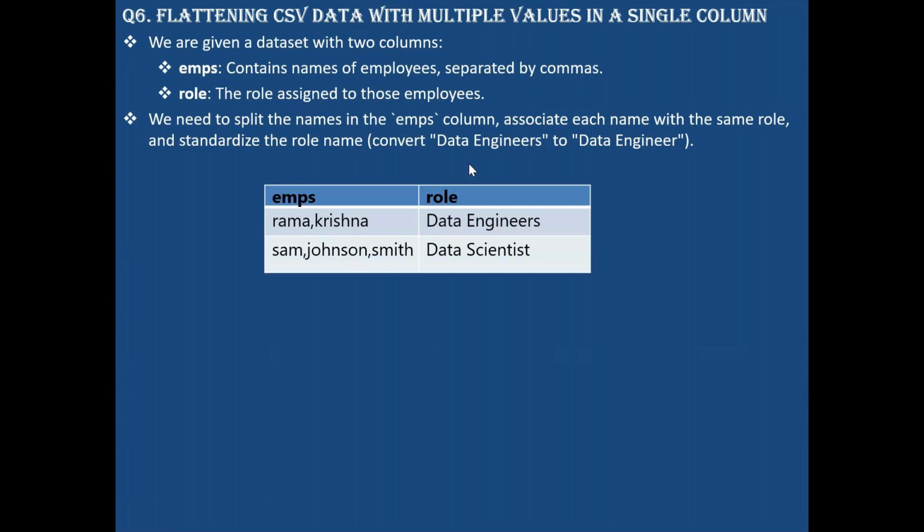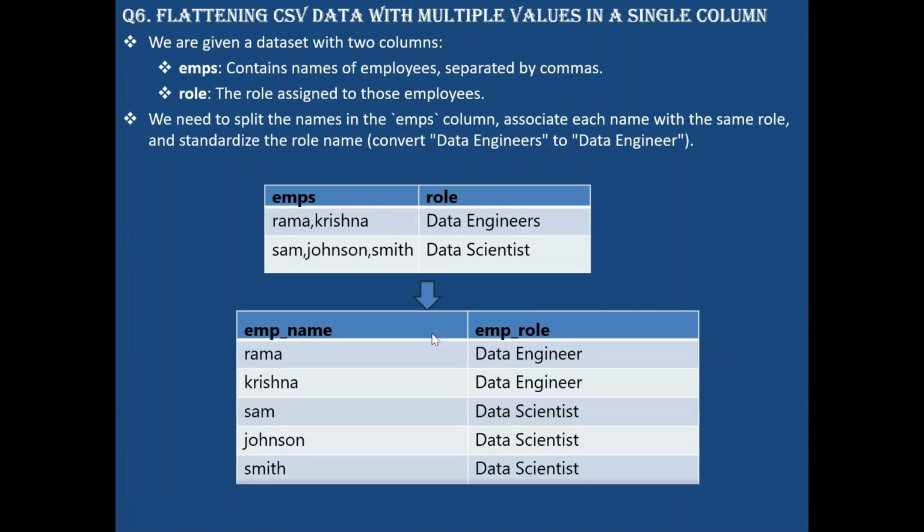For example, if you see the data for employees, it contains the names, and role is the role. Rama and Krishna are the data engineers. These are two different people: Rama is employee 1, Krishna is employee 2. These two people belong to the data engineering role. Sam, Johnson, Smith are the data scientist team. Now your goal is to flatten this to get Rama as a data engineer, Krishna as a data engineer, Sam data scientist, Johnson data scientist, Smith data scientist.